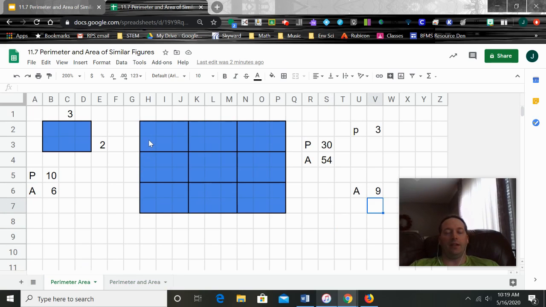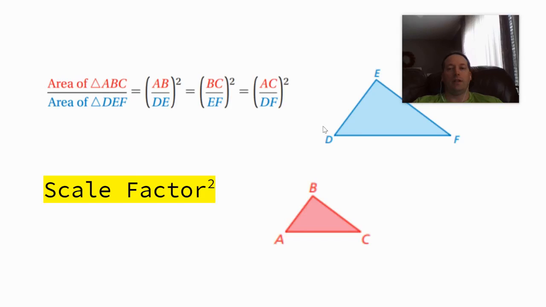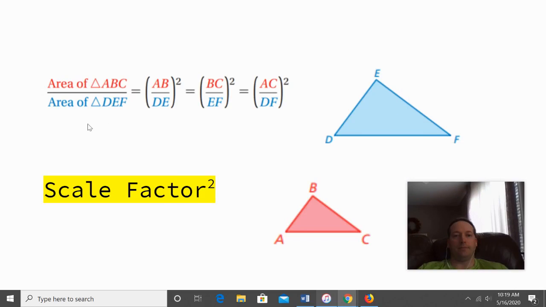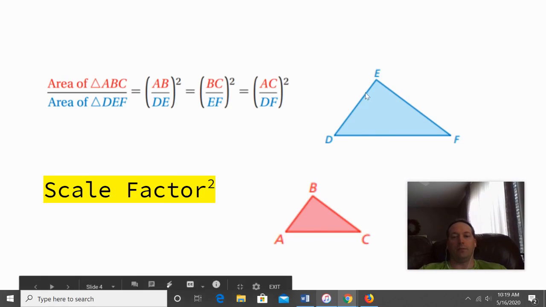Here we did the same thing. Here we tripled the length and tripled the width. So that's 3 times more that way, and 3 times more that way, and 3 times 3 is 9. So when you're changing the area of similar figures, or how they're related, the area of one is the scale factor squared of the other.